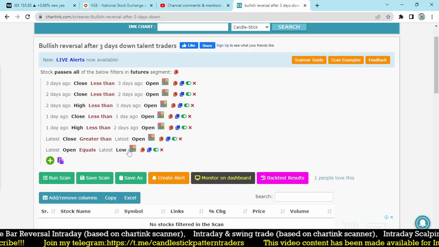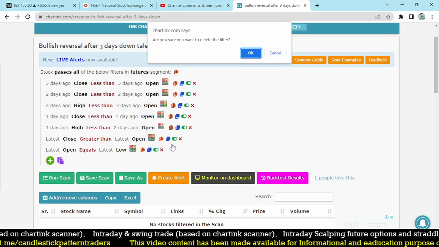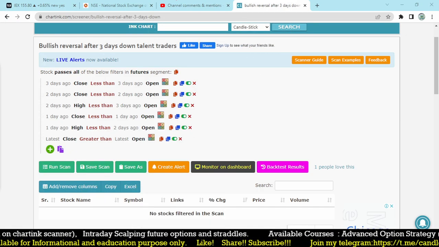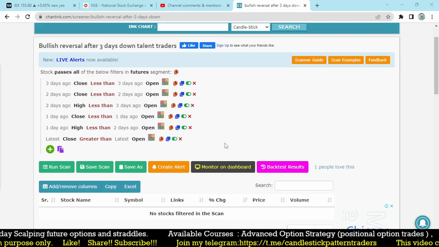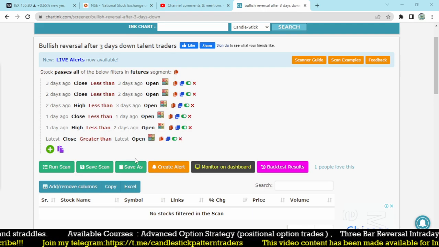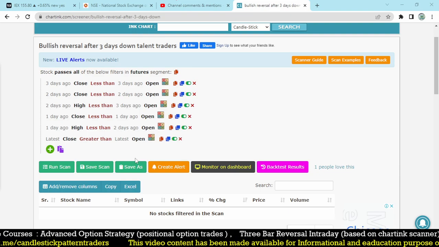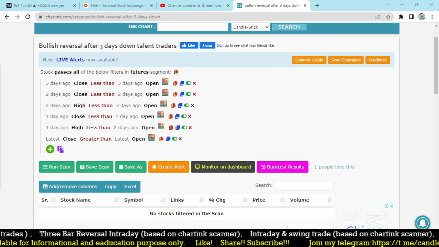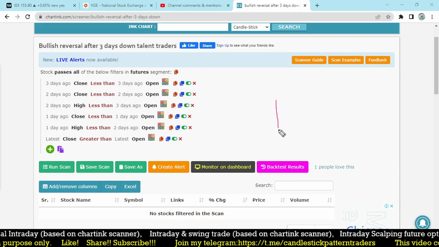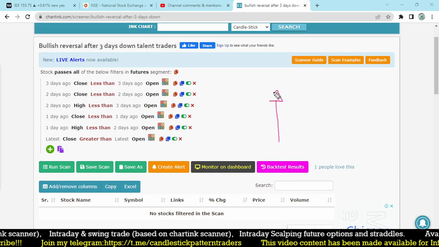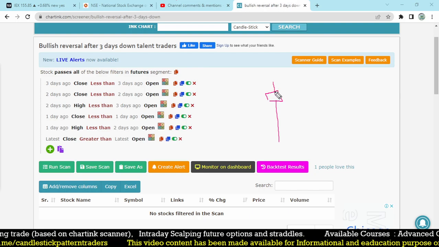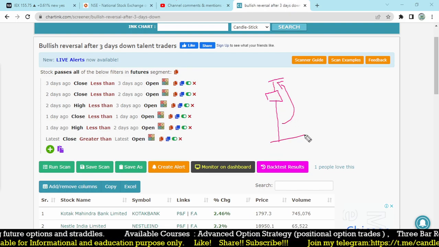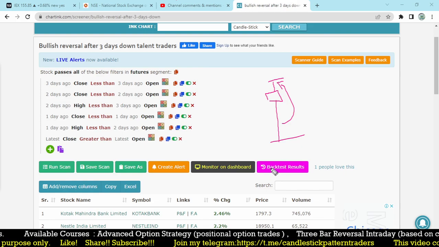This is the scan we already created. We are going to ignore only this line and add the scanner for the hammer. We have to create a hammer candle alone. We have to check that the lower wick is bigger than the higher wick. The body of the candle is very small, and the higher wick is comparatively very small. That kind of thing we are going to create here.